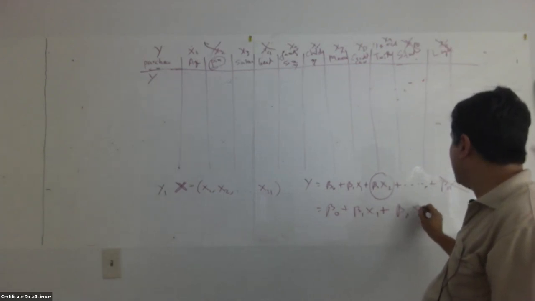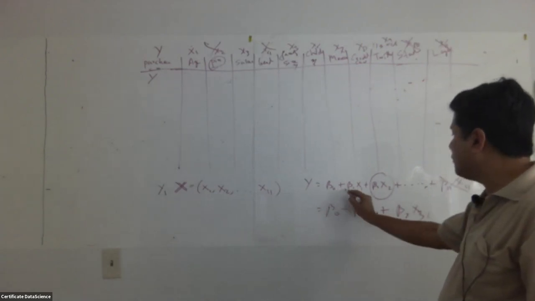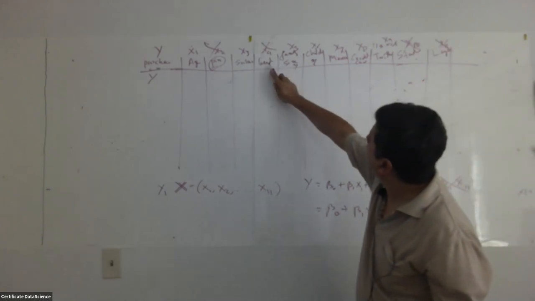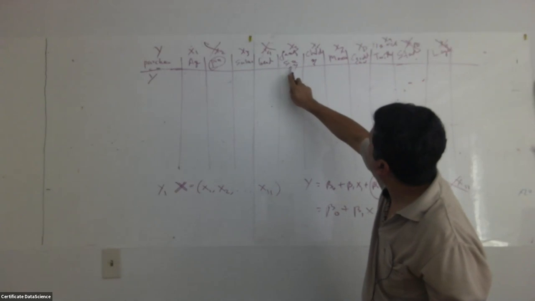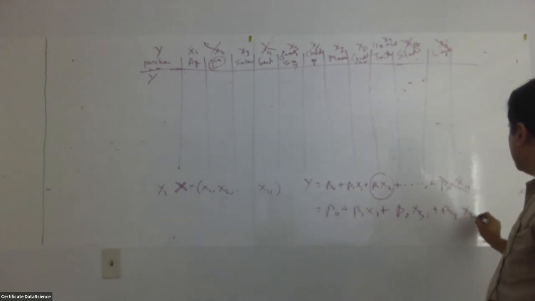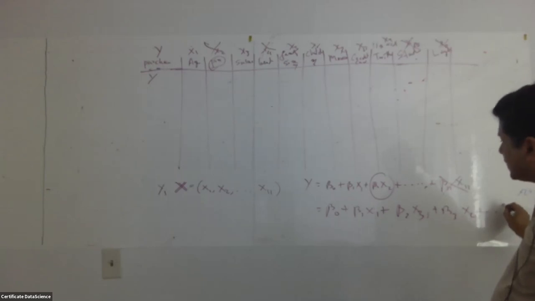Beta 2 is actually now X3. This is just a way of numbering them. So X3, I'm going to use, I'm not going to use X4. I'm going to use this family size, then beta 3. So you are going to fit a much smaller model.